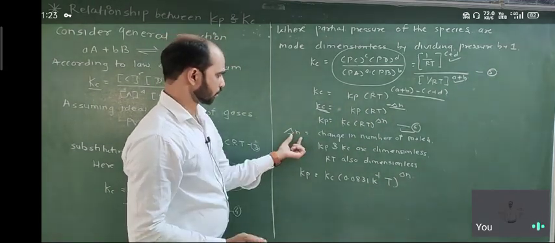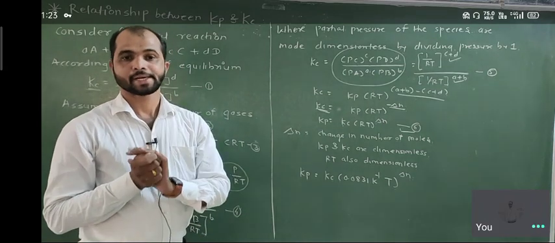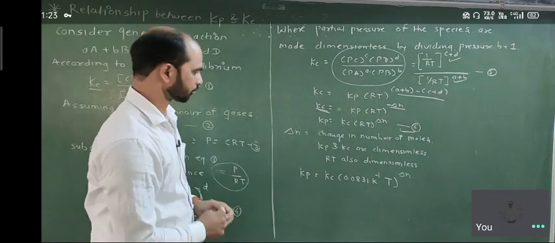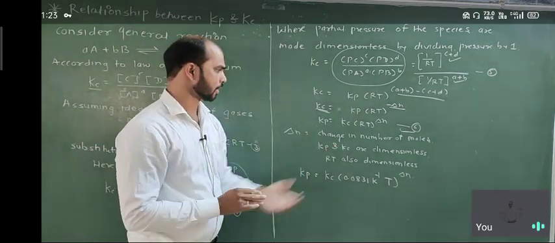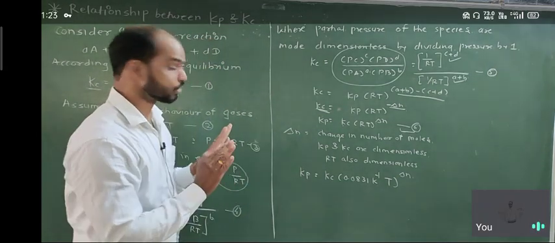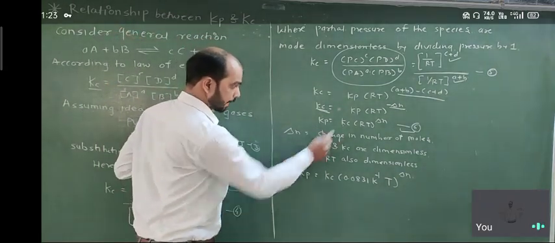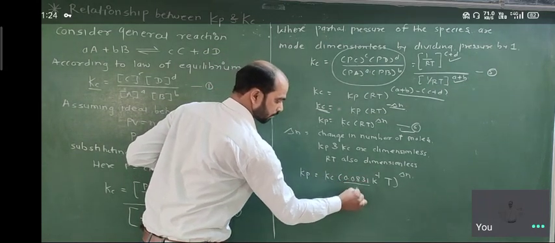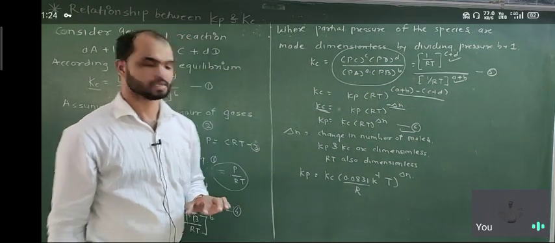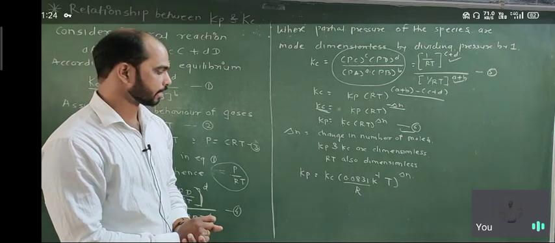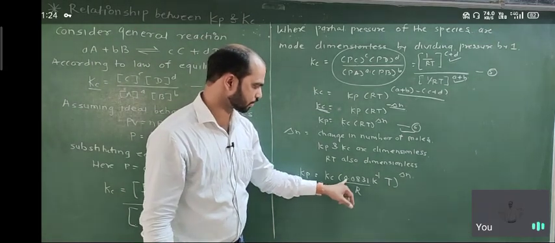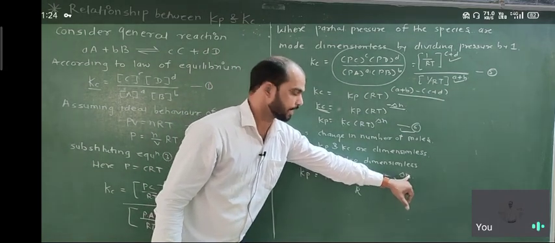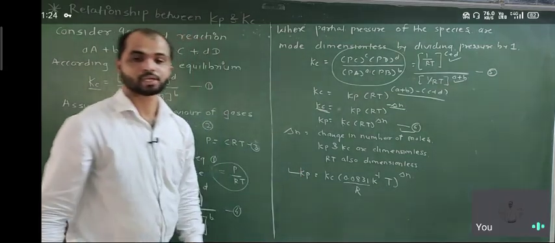Okay, delta n is the change in the number of moles between the reactants and products. Kp and Kc are dimensionless, RT is also dimensionless, there is no dimension. That means Kp is equal to Kc into 0.0831, this is the value of R, the universal gas constant, 0.0831 per Kelvin, into T to the power delta n. So this is the relationship between Kp and Kc.